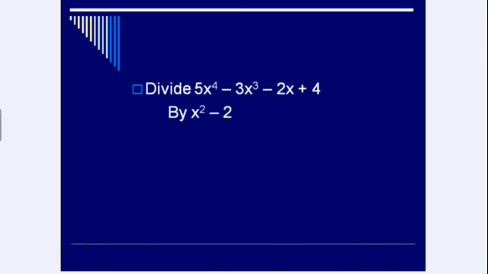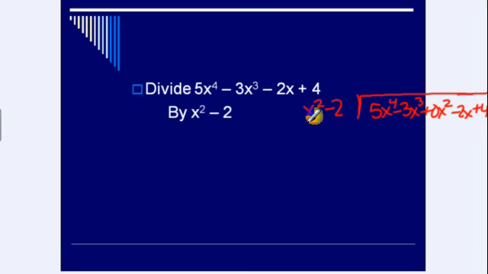Let's practice another one. I'm going to set it up here a little higher maybe. Maybe I won't run out of room. So we have 5x to the 4th minus 3x cubed. Now notice I don't have any x squareds here. I'm going to put in plus 0x squared, so things will line up for me there. Minus 2x plus 4. Then I'm dividing by x squared minus 2.